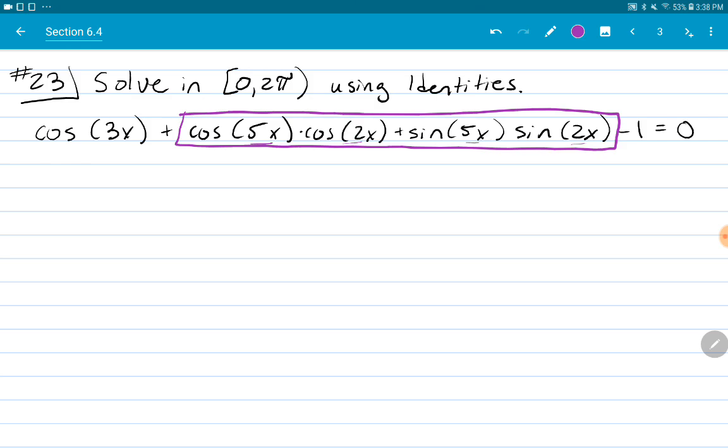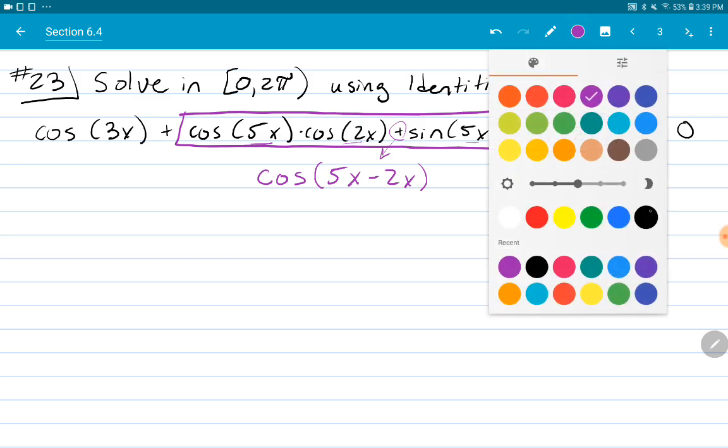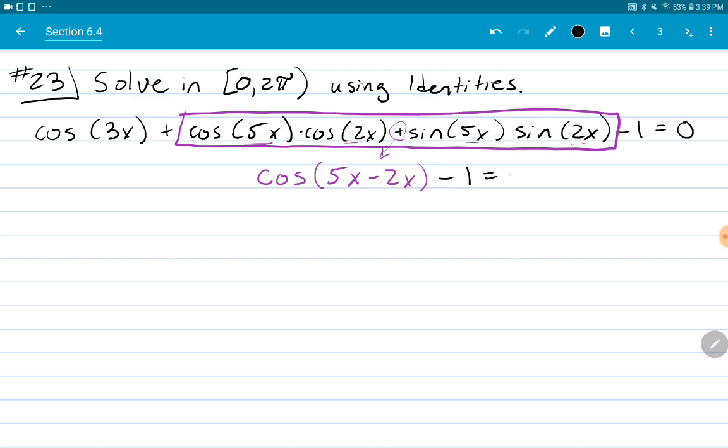So that's repeated. So that jumps out as the difference identity for cosine. So that's 5x minus 2x. Remember, cosine has an opposite sign, same trig functions. So that plus becomes a minus. And the rest, I'm just going to copy down. 1 minus 1 equals 0. And I have cosine of 3x.